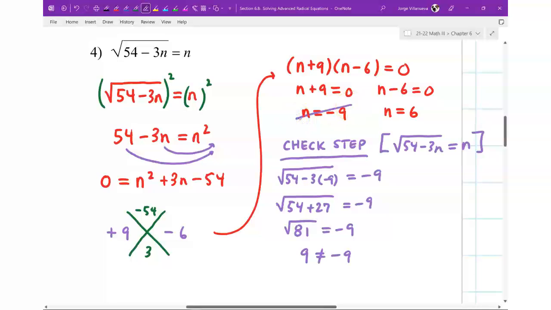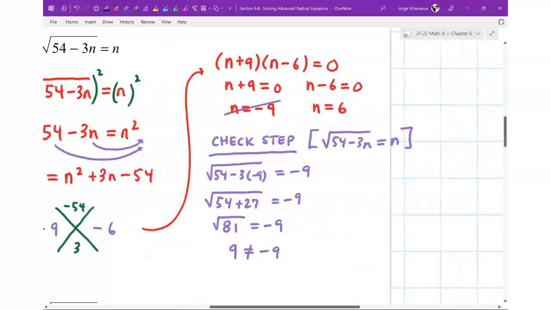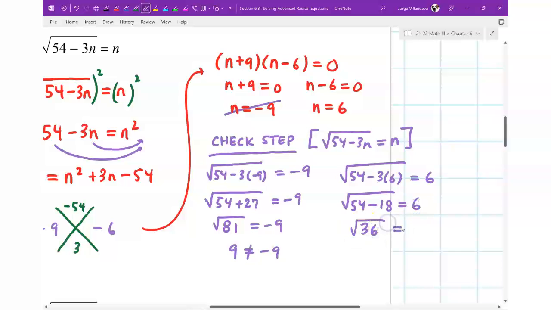Now let's see if 6 works. Sometimes both of them fail. Sometimes one works. Sometimes they both work. All right, so let's see. If n is 6, the square root of 54 minus 3 times 6 equals 6. So far so good. It's equal to a positive number. The square root of 54 minus 18 is 6. 54 minus 18 is 36. And we know that the square root of 36 is 6. So that works out just fine. So that's your only answer.